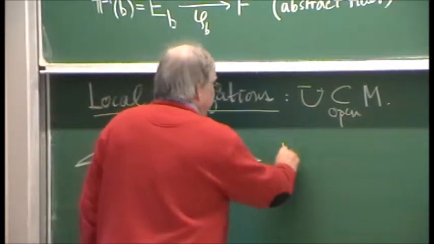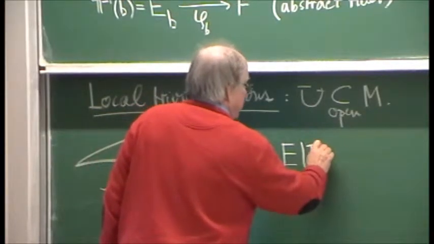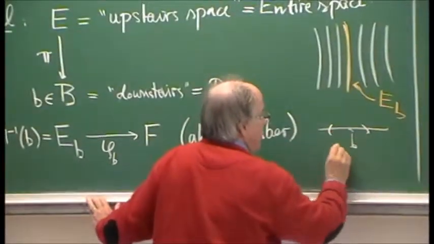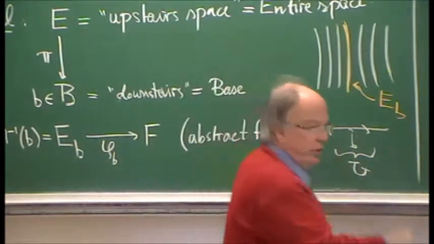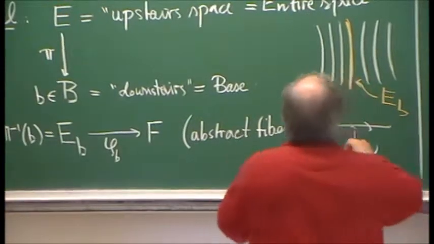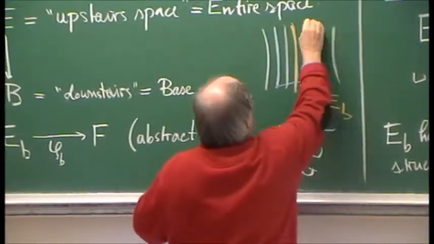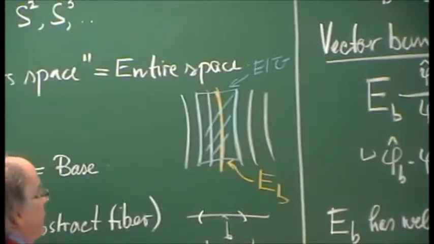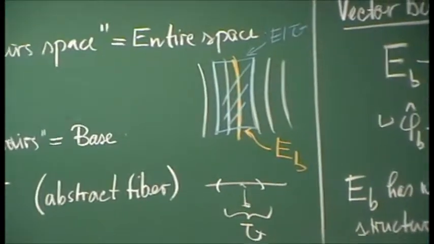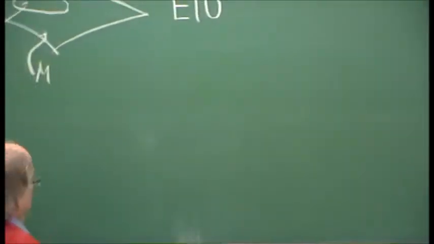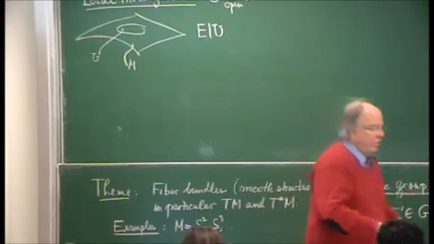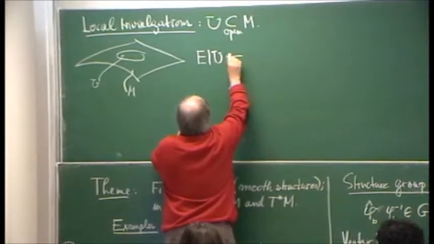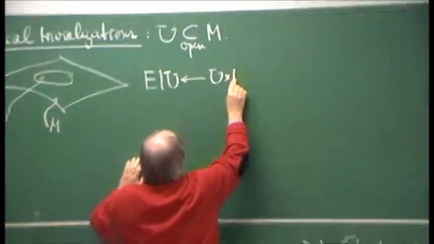And this bundle is supposed to be trivial over U, so my notation is E restricted to U. That means if, for example, here is U, then E restricted to U is everything you see above U. So inverse image under the projection of U. So this would be E restricted to U, just the fibrations over U. So E restricted to U, I say local trivialization over U, or trivialization over U, I'm thinking locally, means that this is isomorphic as bundle isomorphism to U times the fiber.